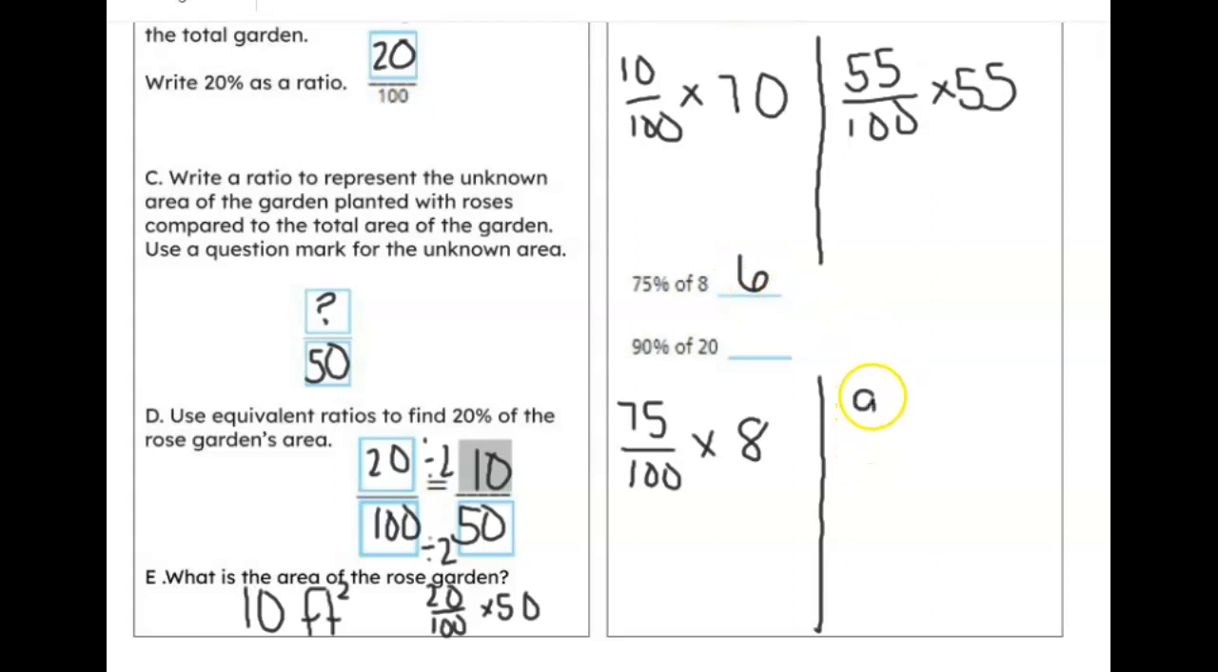And our last one, 90% is 90 over 100. Of means multiplication, and we're going to multiply by 20. So 90 over 100 times 20, and I got 18. Okay, that's all there is to do on your own.